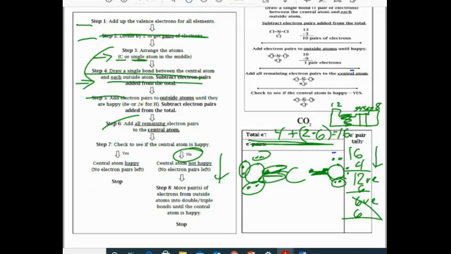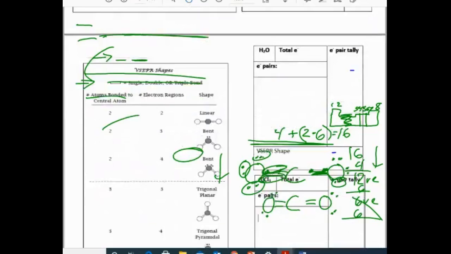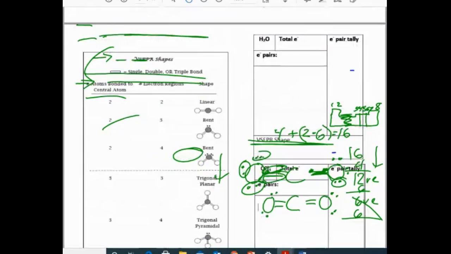So let's redraw it, because now it looks crazy. So they ended up being double bonded to the oxygen to make them have an octet. And these oxygens still have 2 pairs of valence electrons of their own. Okay, so that's done. Good. Scrolling down.